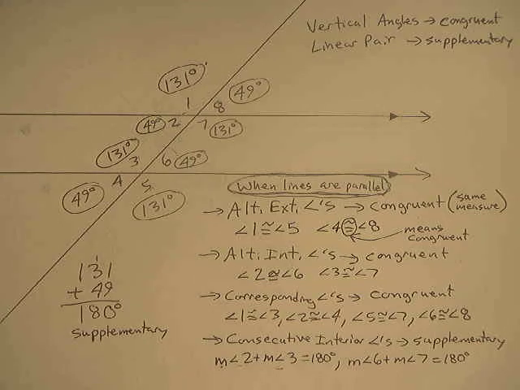And remember, that only happens when the lines are parallel. That has to be the case. These two would have to be parallel in order for these to happen. The vertical angles and linear pair will happen all the time. The lines have to be parallel.